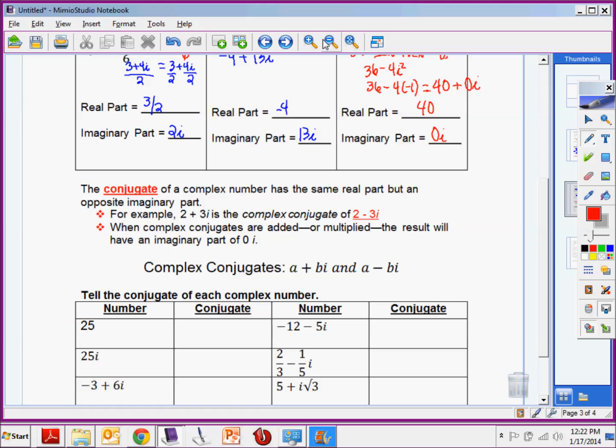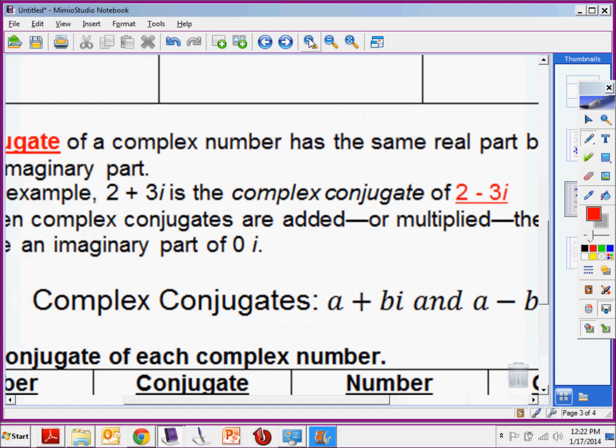Okay? So, is that where it comes from? Huh? You're going to drown in this? Conjugate? Yeah. I'm going to zoom back in. Is that good, Brittany?